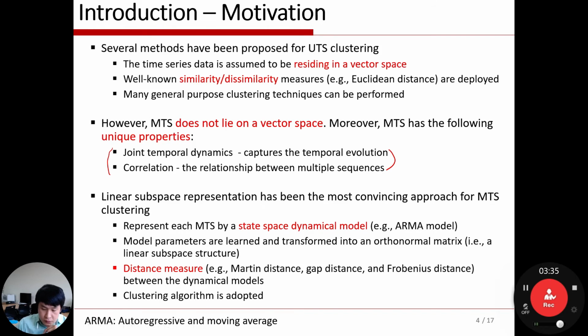So up to recent research, a general way to cluster MTS is using the state space dynamical model, for example, the ARMA model. The ARMA model is converted into an orthonormal matrix to form a linear subspace. And special distance measurement is then applied to these linear space data points. And then finally clustering is applied using this similarity or dissimilarity measurement.